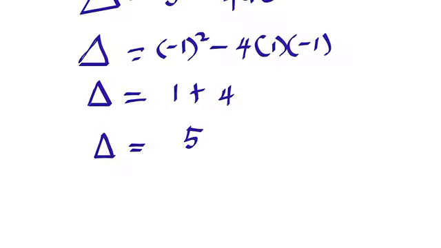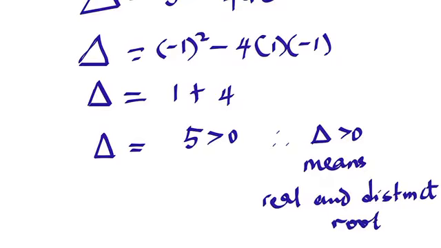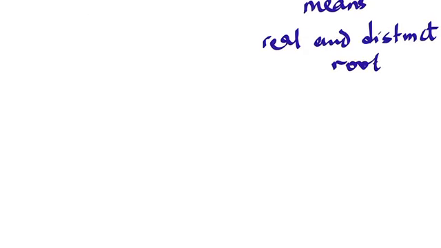Now, for the fact that this 5 is greater than 0, it means that we have a real root, that is, real and distinct roots.